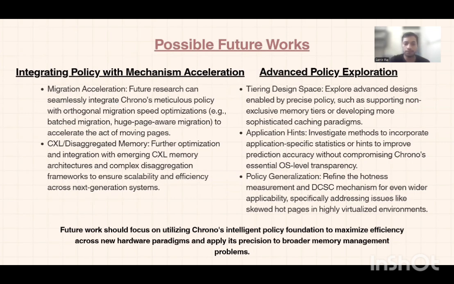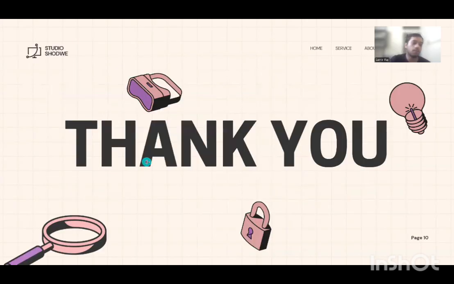Possible future work for Chrono can be faster migration mechanisms, things like batched or huge page aware transfers. It is also an ideal candidate for CXL and disaggregated memory, where DRAM and NVM are shared across servers. On the policy side, we can push further, extend to multi-tier hierarchies, and generalize hotness tracking for virtualized and cloud environments. That will be the wrap up for our assignment. Thank you.